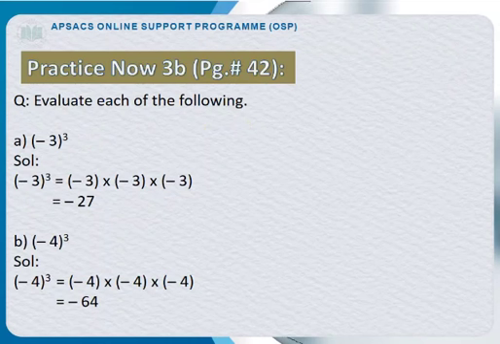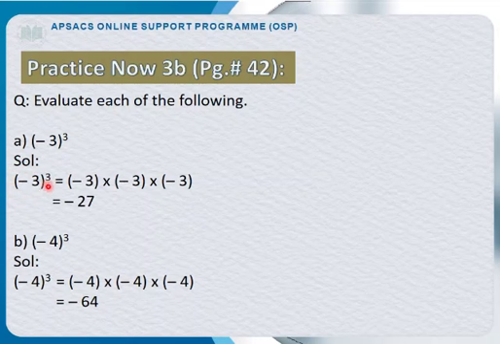Now we have practice now 3. Here the question is evaluate each of the following. Part A is minus 3 cube. We need to find out the cube of minus 3. First we will write the heading of solution. Then minus 3 cube as it is.